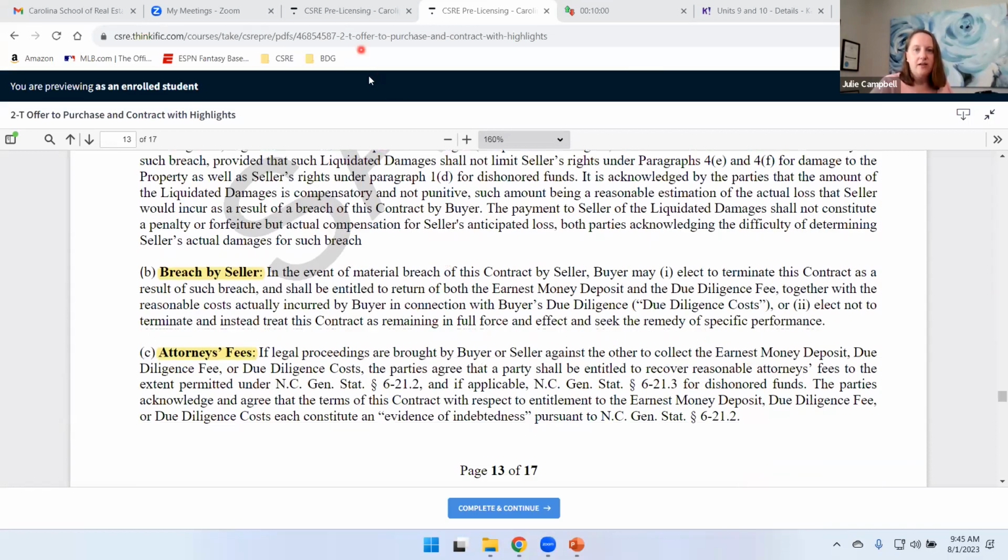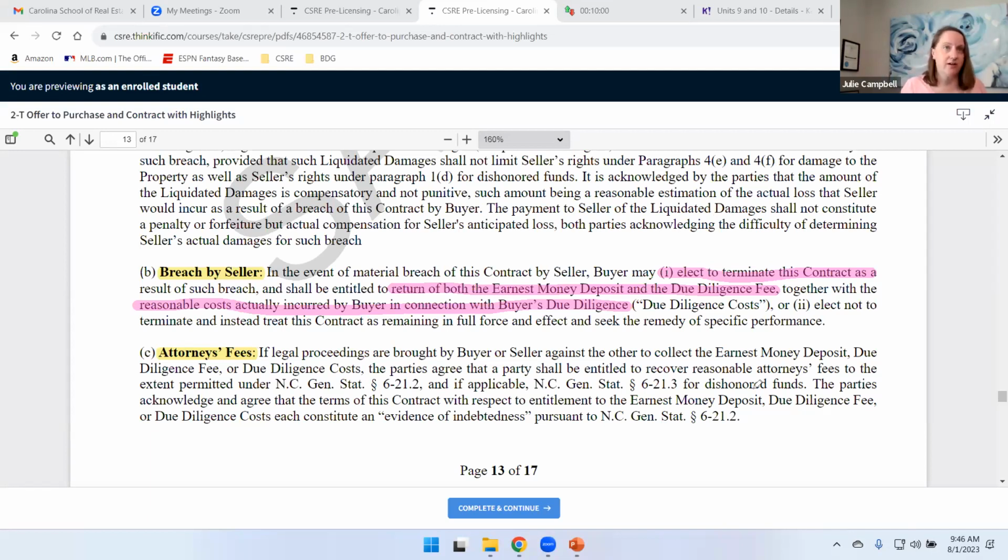Breach by the seller. If the seller breaches, the buyer's got some choices. They can terminate this contract because of the seller breach, and get their due diligence and their earnest money back. The buyer could also go after the seller for their due diligence costs. So did you spend money on the home inspection? Did you spend money on the appraisal, the survey, the pest inspection? What else? If the buyer spent any money in connection with their due diligence costs, then if the seller breaches, the buyer could go after them for those costs.